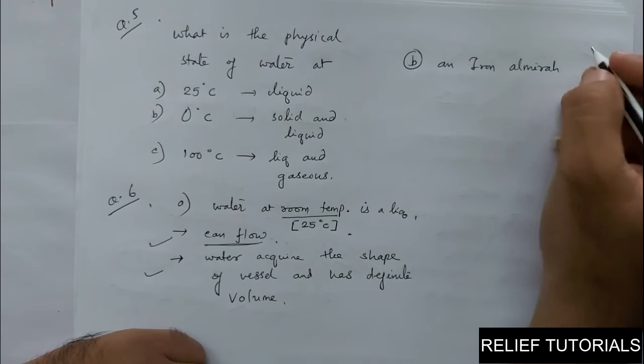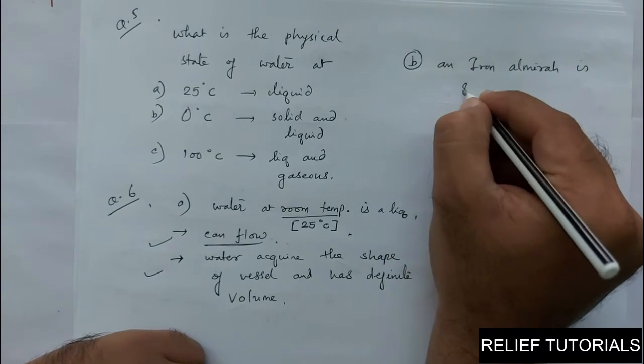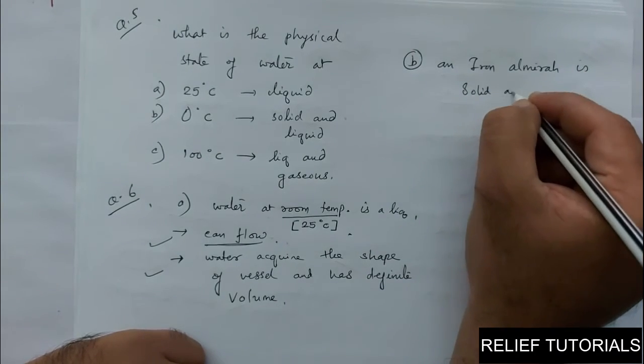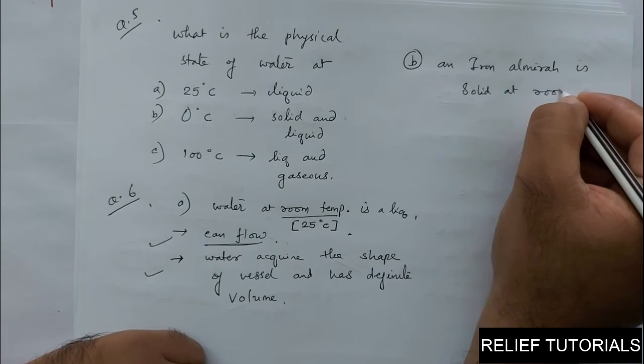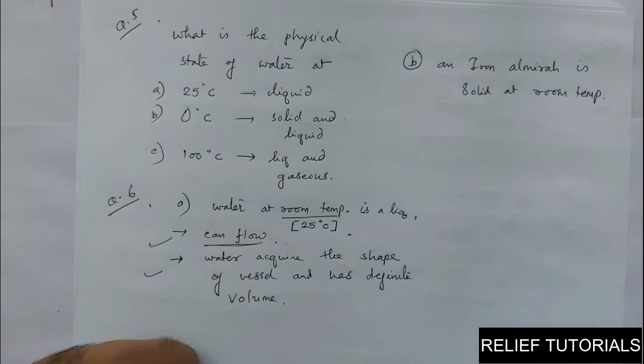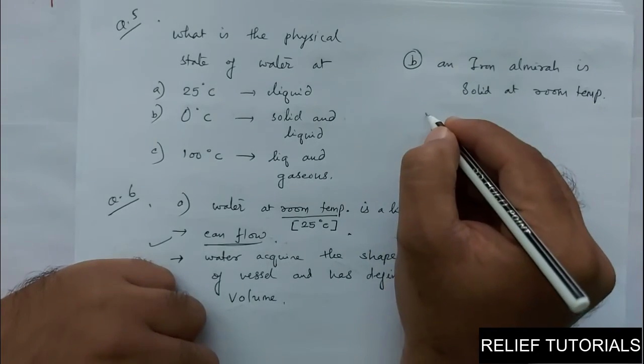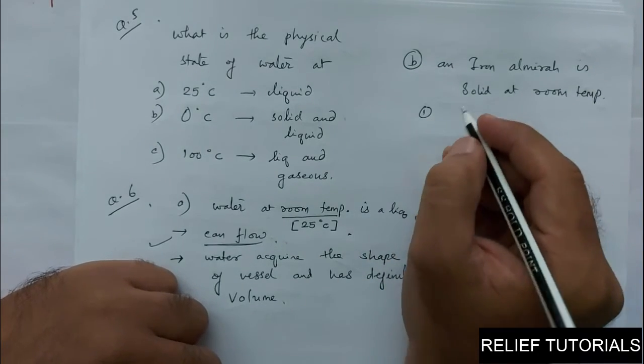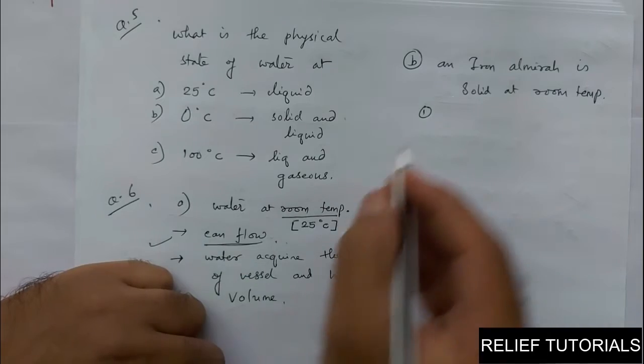The iron cupboard is solid at room temperature. The cupboard of iron is solid at the room temperature. So give two specific or scientific reasons for that. First of all, it has a definite shape.